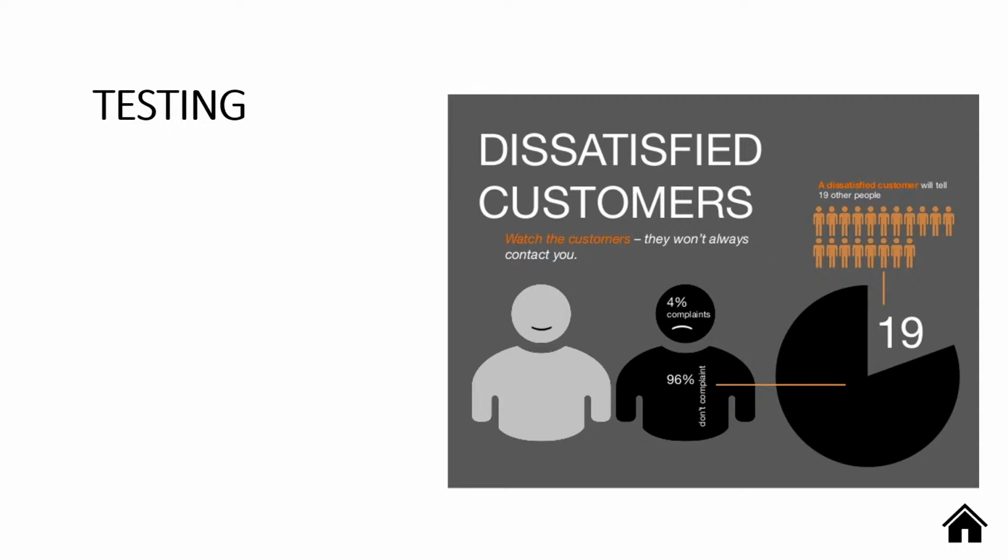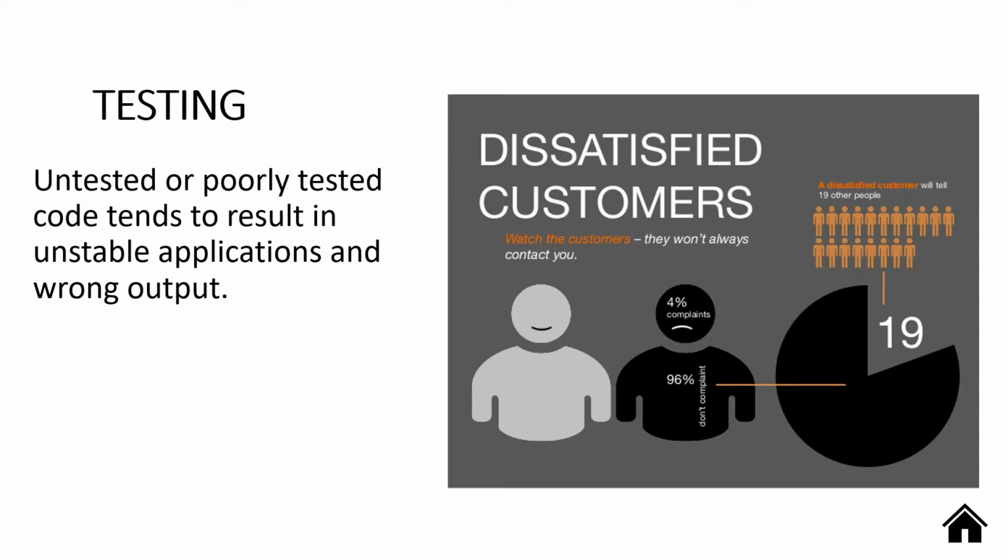So as you move through the software development lifecycle, you cover the investigation, you've completed a design, then you prototype, then you do some kind of refinement on that and get some feedback. Then you develop the entire project, and after you've done that, then you test it. So if you release untested or poorly tested code, then it tends to result in unstable applications and the wrong outputs. And that can do a number of things. It can damage your reputation.